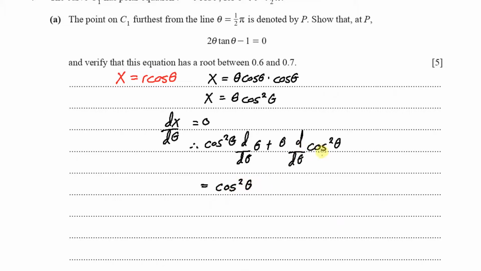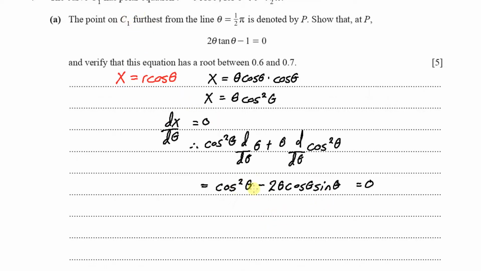And here, differentiating cos squared theta, we get minus 2 cos theta sine theta. So this will be minus 2 theta cos theta sine theta. So this is what we get from differentiating this. And we're saying it's all supposed to be equal to 0, since we're talking about a stationary point furthest from the line.